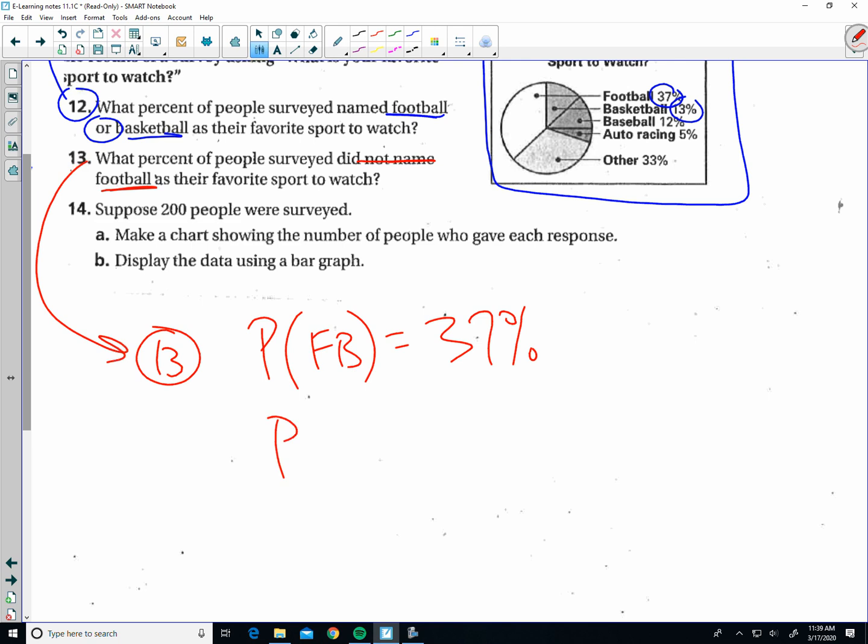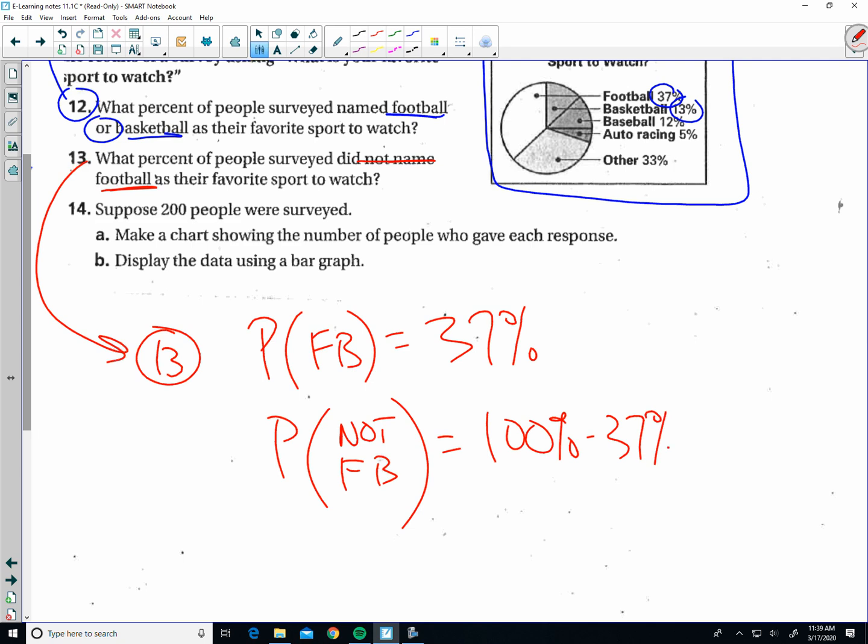So now if we go to the probability or the percent of not liking football, then that would be the complement of that, which would be 100% minus 37%. So simple subtraction here would tell us that that value turns out to be 63%. So 63% of the people surveyed did not choose football as their favorite sport to watch on television.